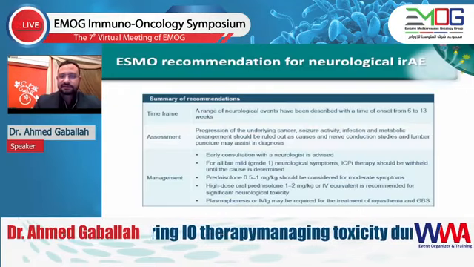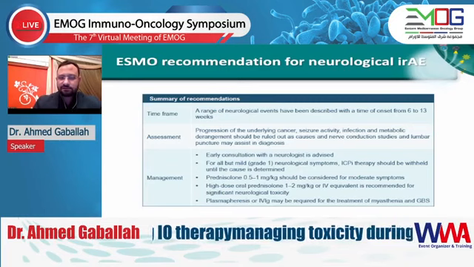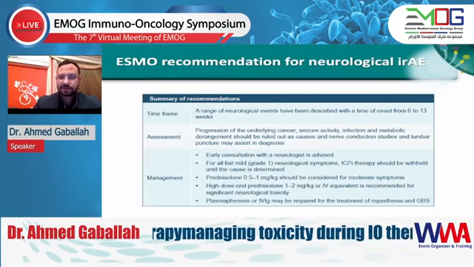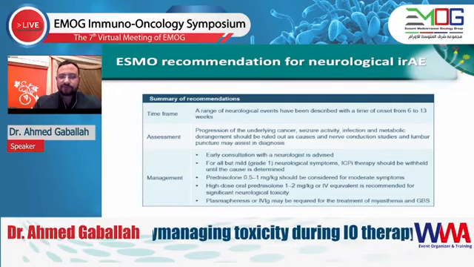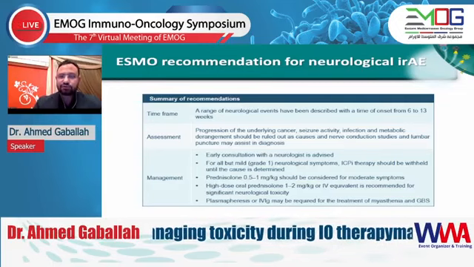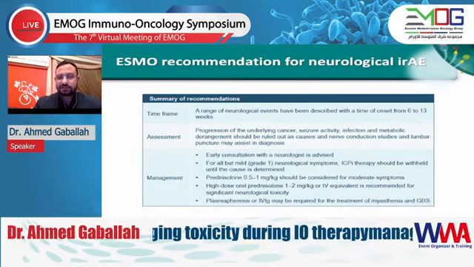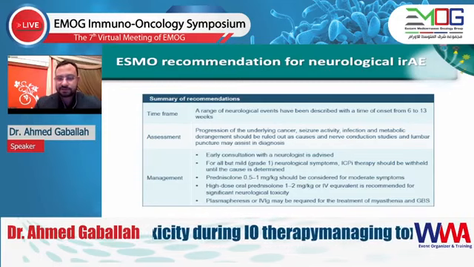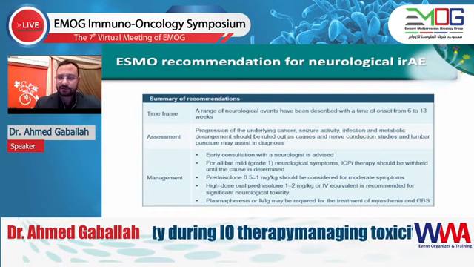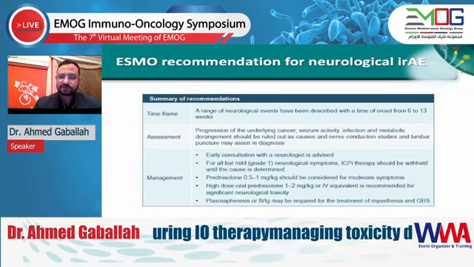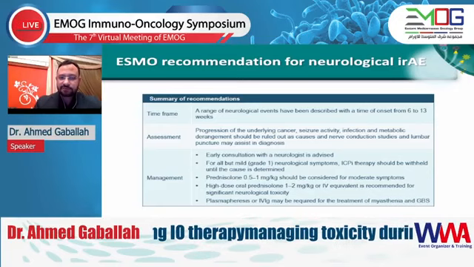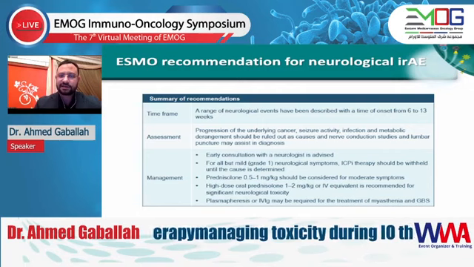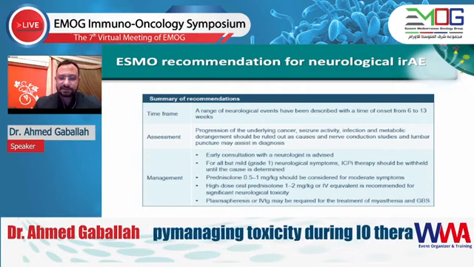And the ESMO guidelines said that the neurological problems usually start from 6 to 13 weeks. Usually we can find these symptoms, but we should exclude that it is related to disease progression, development of brain metastasis, infection, or metabolic disturbance. And if we exclude all other factors, we should start the management early. All the patients should withhold the treatment. Grade 1 only can restart again, but in very mild cases.